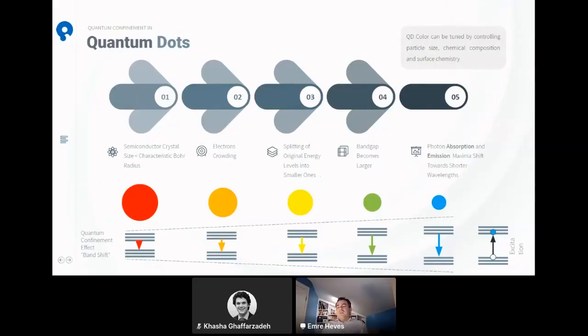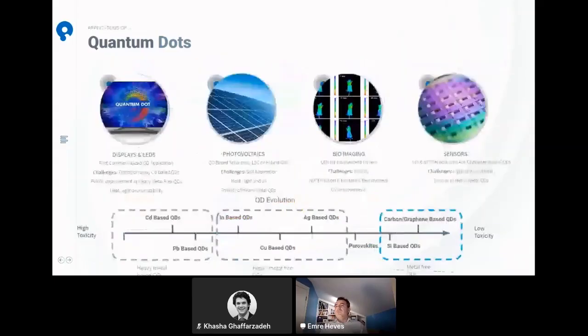which means their emission color can be tuned by controlling their particle size, chemical composition, or surface chemistry. So when you make the dots smaller, it makes blue shifts, as you see in the slide, and you change the band gap, and it translates to different emission colors.